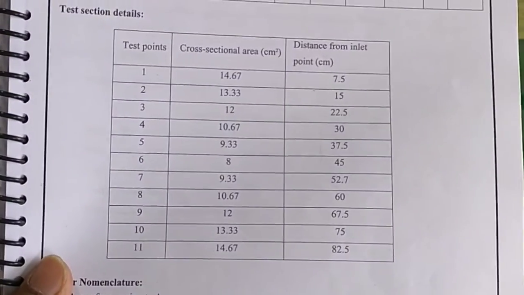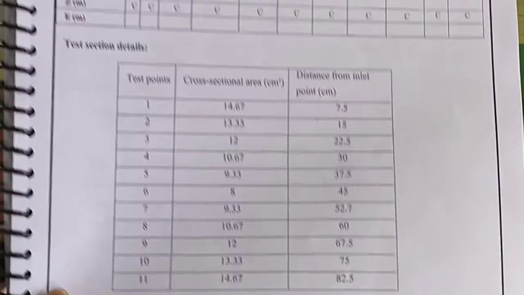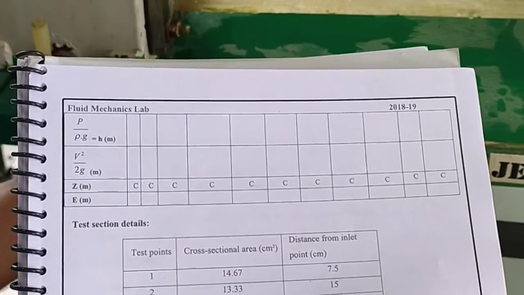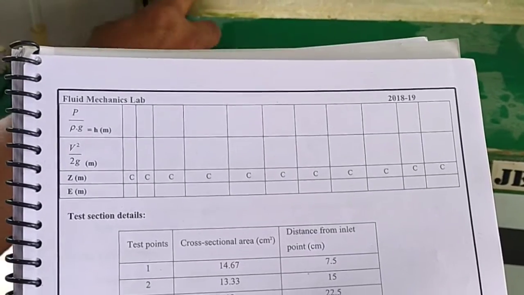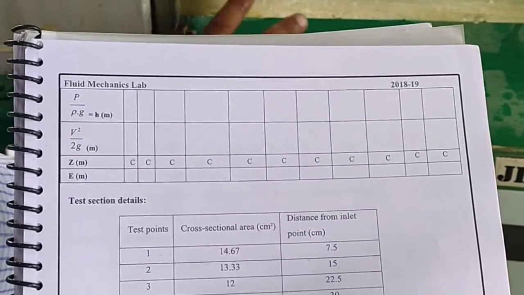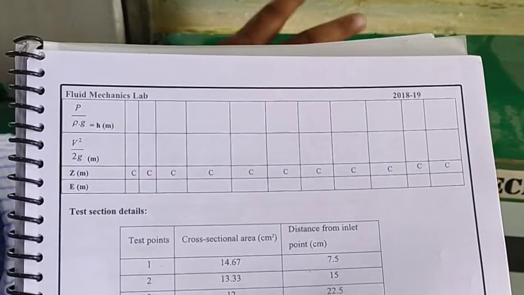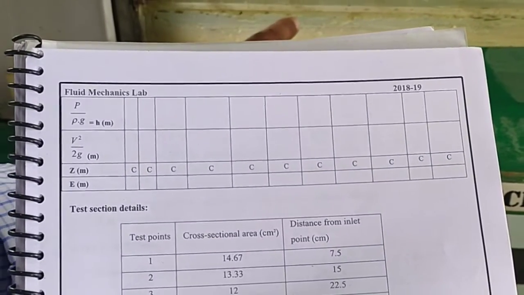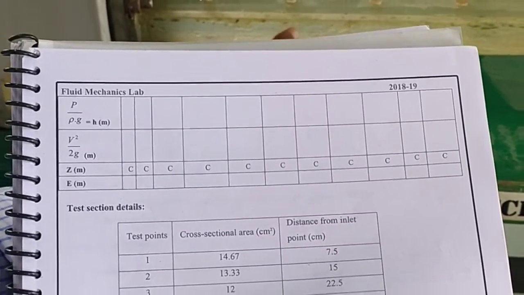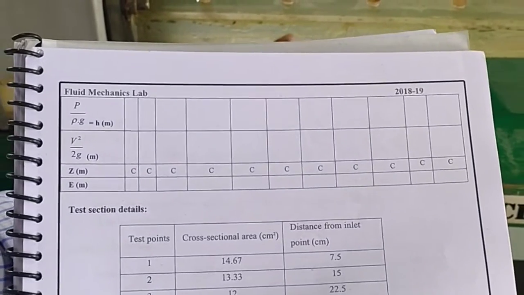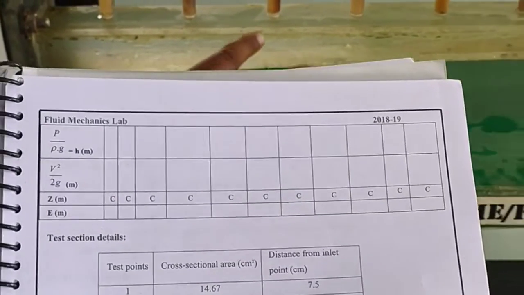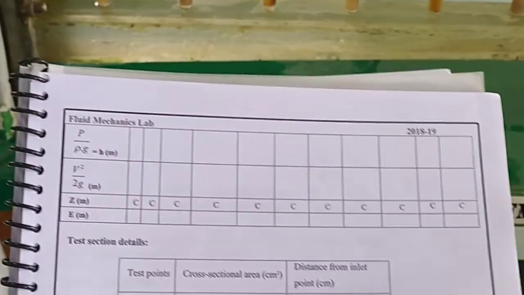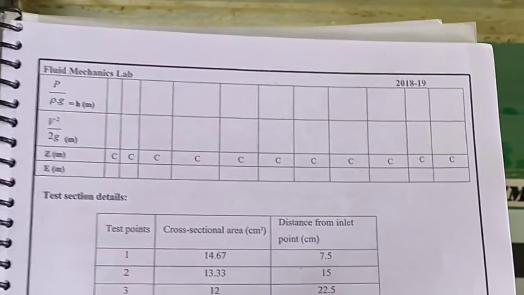You can see here the cross-sectional area of the first piezometer tube is 14.67, and its distance from the inlet of the duct is 7.5 centimeter. The second piezometer tube is 15 centimeter from the inlet point, and the cross-sectional area at that point is 13.33. Similarly, the cross-sectional areas for all the piezometer tubes are calculated and mentioned in this table form.